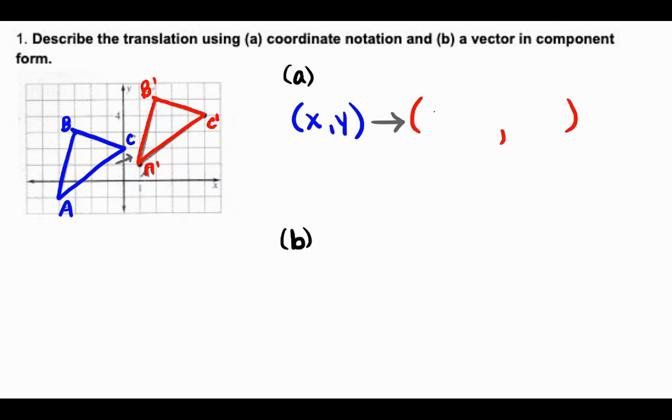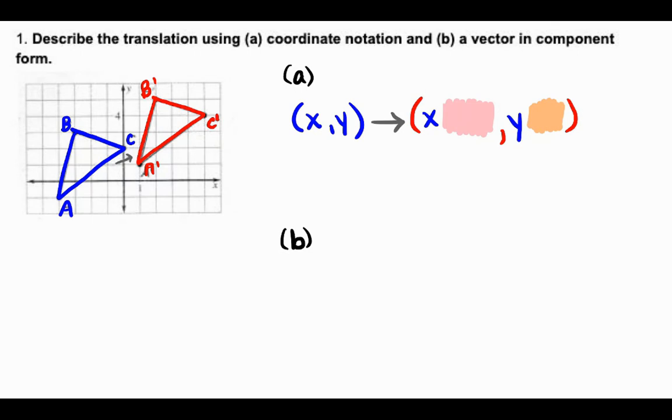So we're going to take our X value and Y value of the ordered pair, and we're going to do a calculation. So we need to figure out how we're moving this graph horizontally and how we are moving this graph vertically. We're going to use that same information in our component form. It just looks a little different.